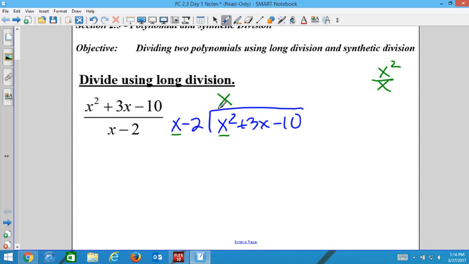Yeah. Oh, okay. So then we multiply, and we multiply x times x, which is x squared, and we multiply x times minus 2, which is minus 2x. So we're distributing this x back into our divisor.